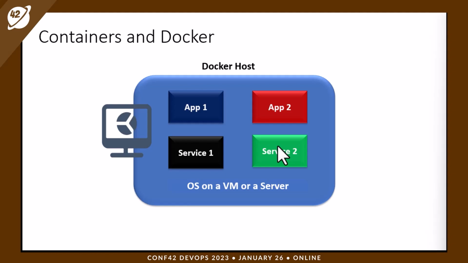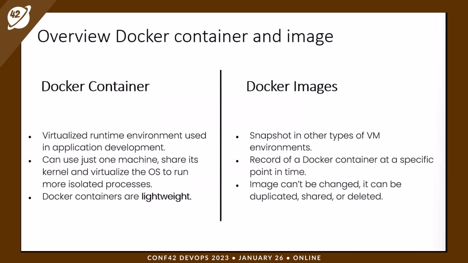The most important benefit is the environment's isolation provided between dev and operations. What is the difference between a Docker container and a Docker image? Let's start with the Docker container. A Docker container is a virtualized runtime environment used in application development. As we mentioned before in the definition of Docker, with Docker we are able to create, run, and deploy applications that are isolated from the underlying hardware. A Docker container can use just one machine, share its kernel, and virtualize the operating system to run more isolated processes. So, Docker containers are lightweight.